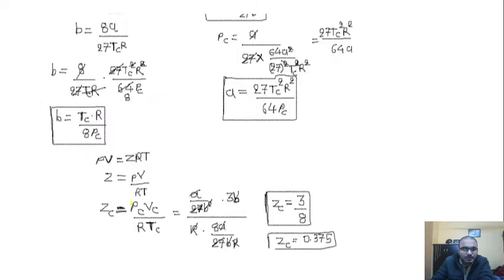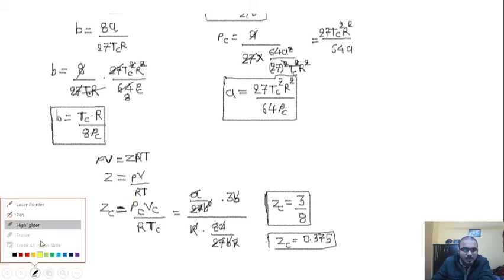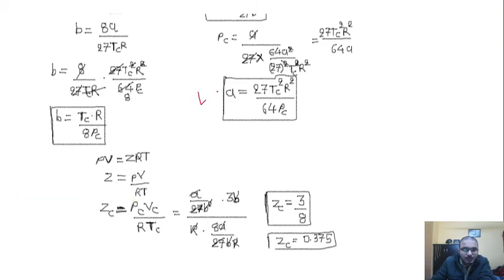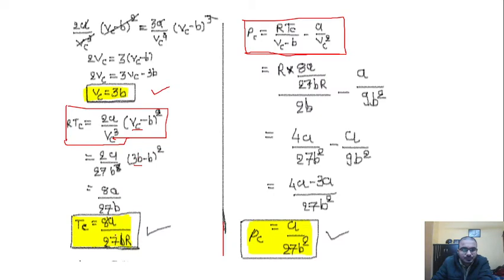So next what we have done here is we are going to obtain the value of A and B. From here we have taken B as the subject, so B is equal to 8A upon, if we use this equation, then B is equal to 8A divided by 27 R TC.